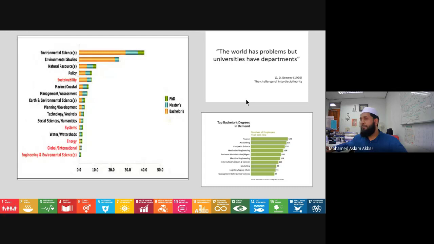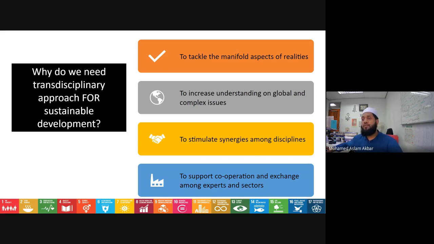Why do we need a transdisciplinary approach for sustainable development? Because we need to tackle the manifold aspects of realities to increase understanding of global and complex issues, to stimulate synergies among disciplines, to support cooperation and exchange among experts and sectors.